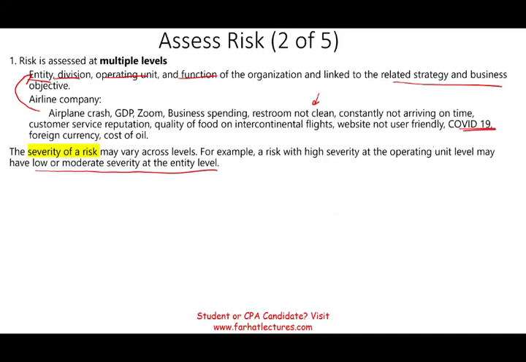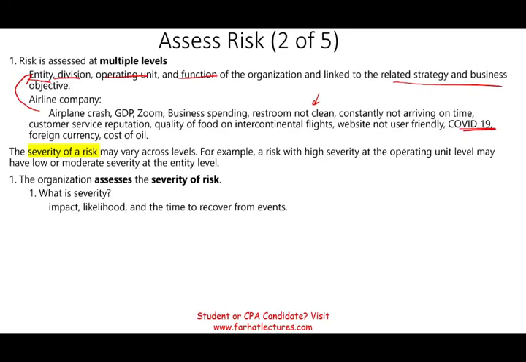However, COVID-19 is a high severity risk and affects the whole company. Okay, so remember, not all risks are the same. The organization assesses the severity of the risk. So what is the severity of the risk? I keep throwing this term. It's the impact, likelihood, and the time to recover from the event.